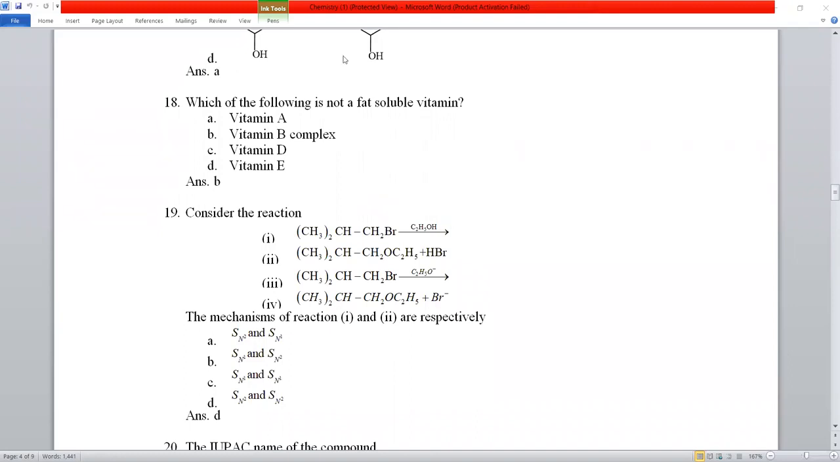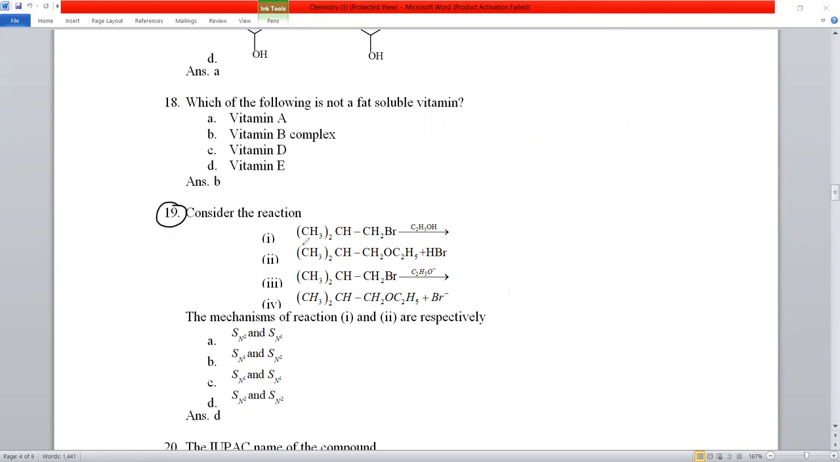Next, question number 18. Which of the following is not a fat soluble vitamin? Fat soluble vitamins are A, D, E, K. Water soluble vitamins are C and B. So the one that is not fat soluble is soluble in water. Here A is fat soluble, D is fat soluble, and E is also fat soluble. So B is the correct answer.